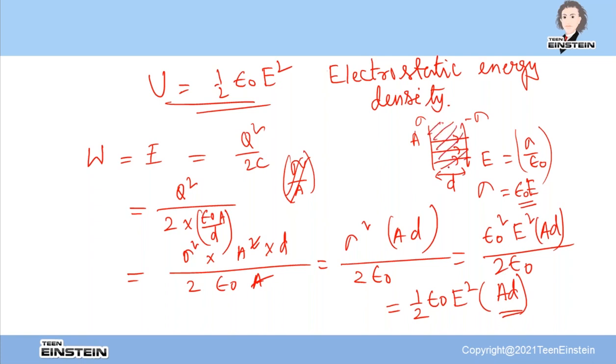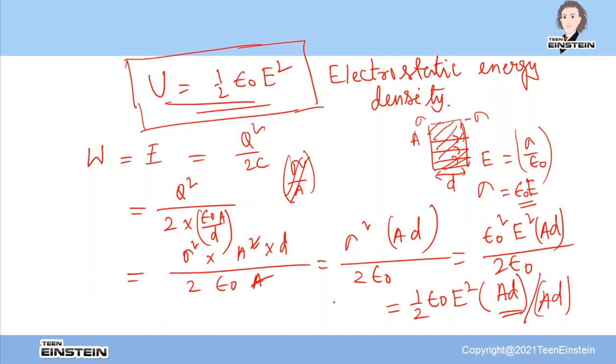Now, electrostatic energy density is expressed in terms of U. You just divide by the volume. Volume means A into D, area into the distance or thickness. If you divide this total energy by the volume of the capacitor, you get the energy density, half epsilon naught E square.